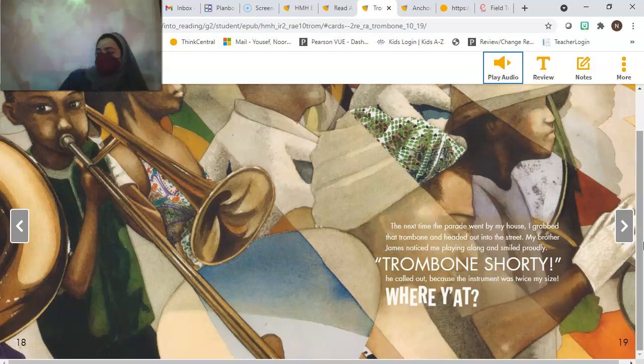Okay, come here. Show me your paper. You were supposed to write "Where you at?" here, and then here to say hello. So what the word says, what it really means. Get it? So what does Trombone Shorty mean? Why does he call him that? Good. So let's write he calls him that because the trombone is twice his size.